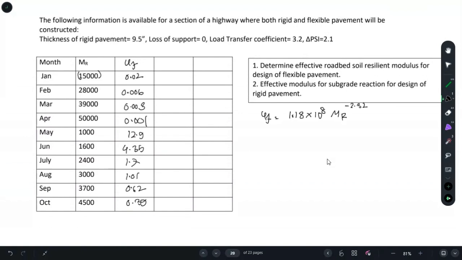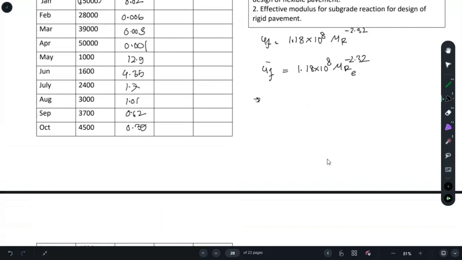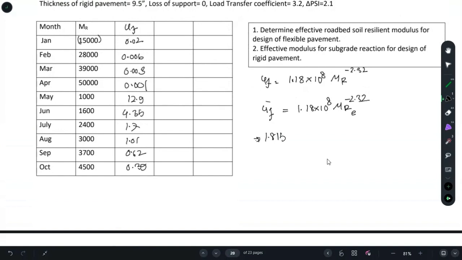Well, from this data, now you can find out the MR value. How? If we are interested to find out the MR value, we'll take the average relative damage and use this equation. Let's say now we want to find out the effective roadbed soil. So we know the u_f bar value, which is 1.815, equal to 1.18 times 10 to the power 8 times MR effective to the power minus 2.38. So from here you can find out the MR value.